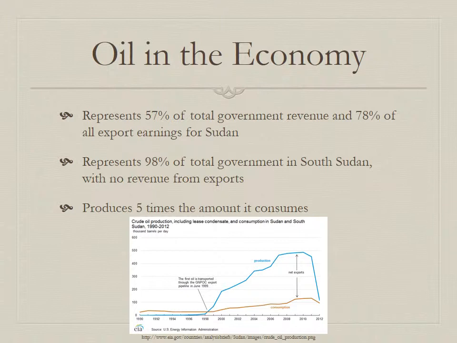Oil accounts for 57% of Sudan's total government revenue and 78% of all the exporting profits. In South Sudan, oil accounts for 98% of total government revenue, and since they don't have any way to export oil because they're landlocked, they have no revenue from the exports. Sudan as a whole produces 5 times the amount of oil it uses, leaving the rest of the oil up for exporting and making money for the country.